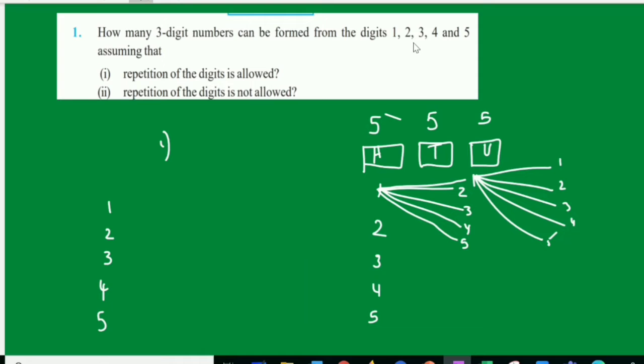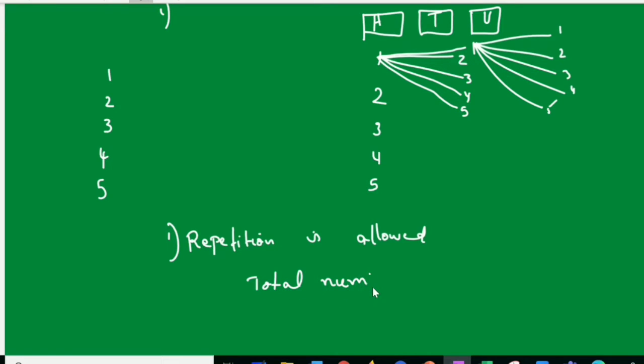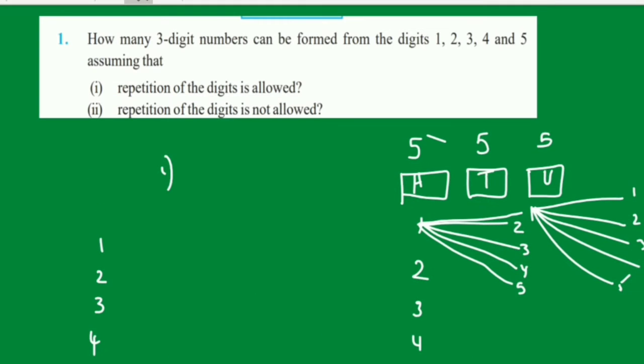So listen once again. A 3-digit number can be formed with the digits 1, 2, 3, 4 and 5. This place can be filled in 5 ways. The tens place also 5 because the repetition is allowed. And the units place is also 5. So you just use the multiplication principle here. So the first case is repetition allowed. What you should do here? Total number of ways, multiply. So just multiply 5 into 5 into 5, that is 125. So there are 125 numbers you can form.